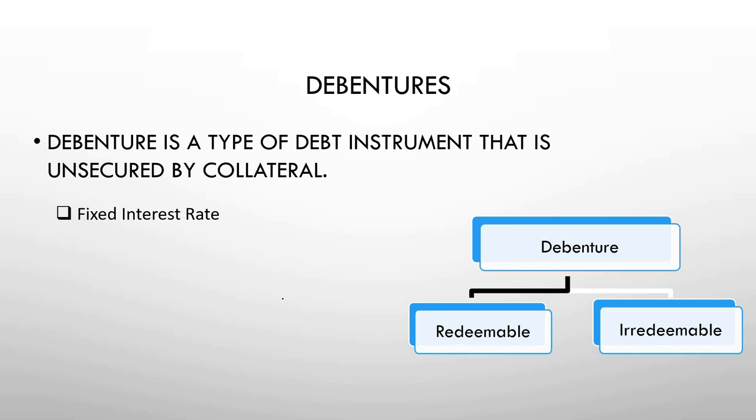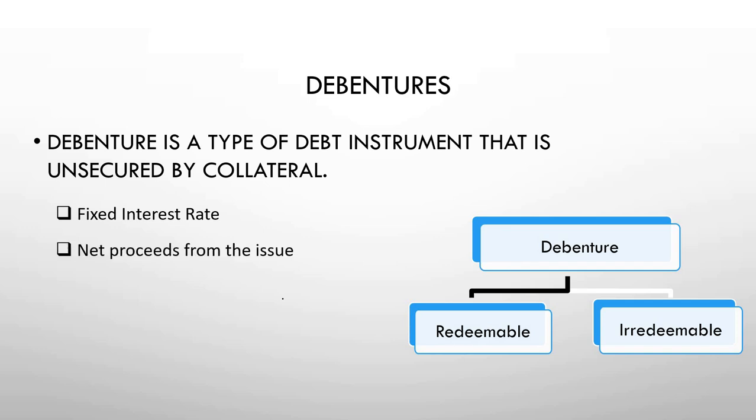And we also discussed that whenever we pay the rate of interest, it is always given on the face value. It is not given on the issue value, because the debentures can be issued at a discount, at par, or at a premium. So whenever you are paying the interest, it will always be on the face value.